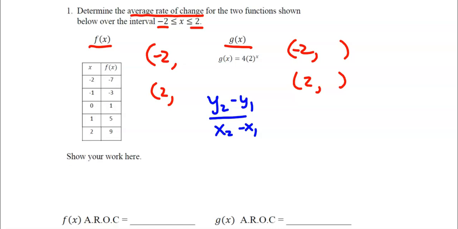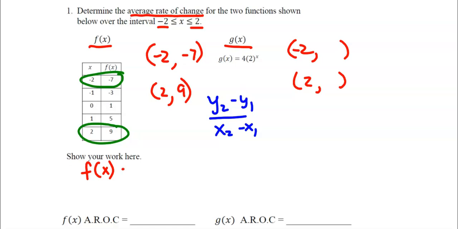So for the first one, it's pretty simple because the table of points is completely shown. So our first point would be -2, -7. And our second point would be 2, 9. So now all I need to do to find the rate of change for function f, called f of x, is to compute y2 minus y1 over x2 minus x1.